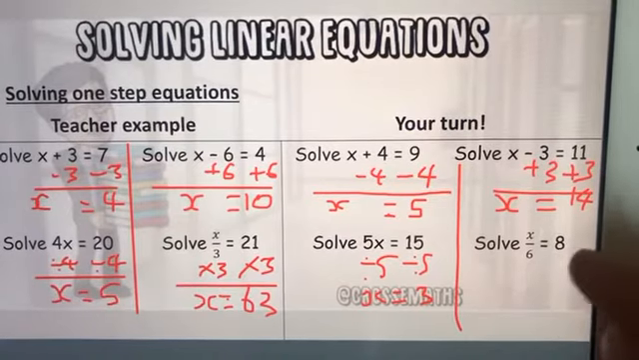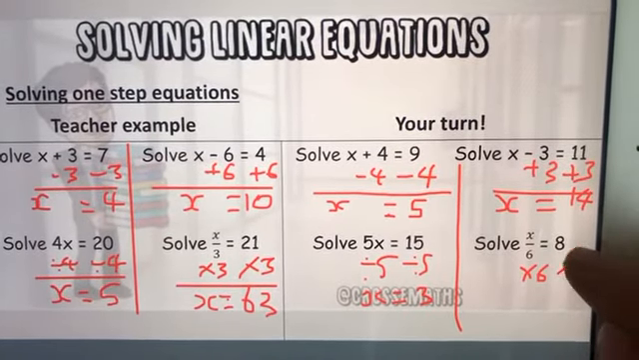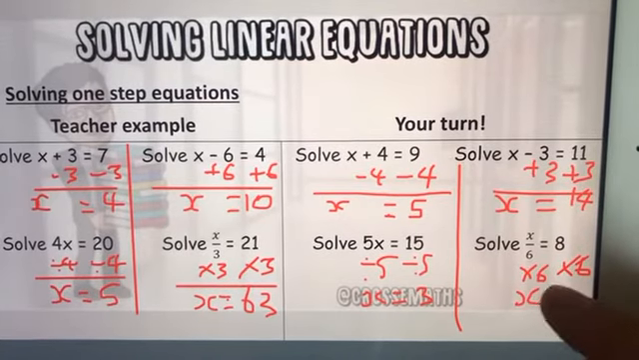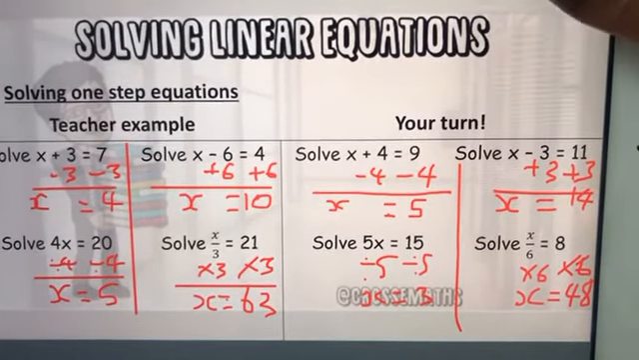Then on the last one, x over 6 equals 8. I'm going to times by 6 to both sides. I get an x value of 48. Okay, guys, mark the ones you've done so far. Again, if you're struggling with anything, please give me a message at the end of the session.